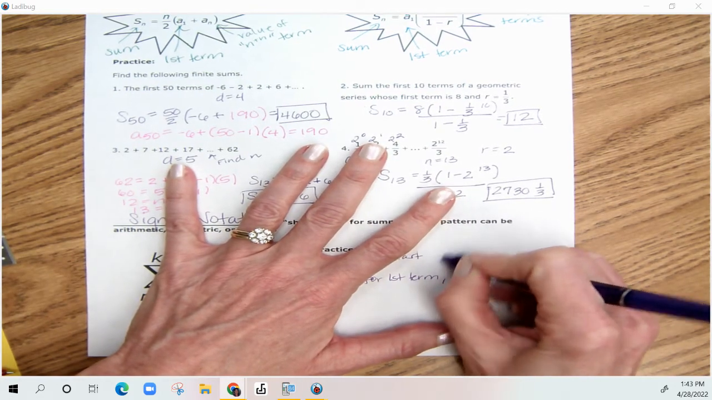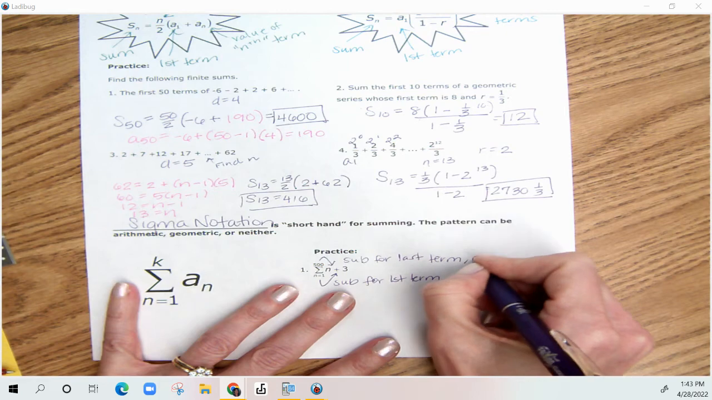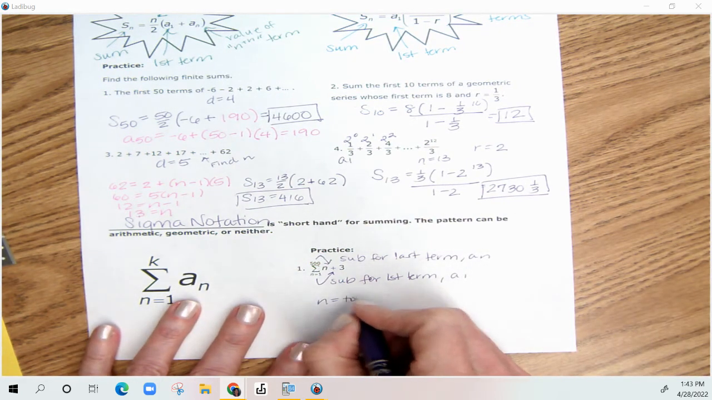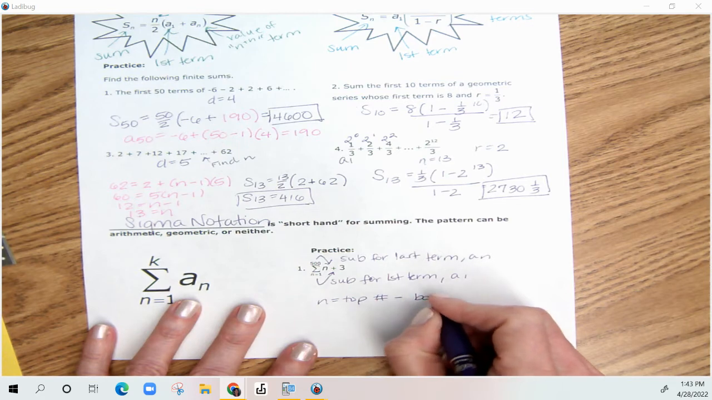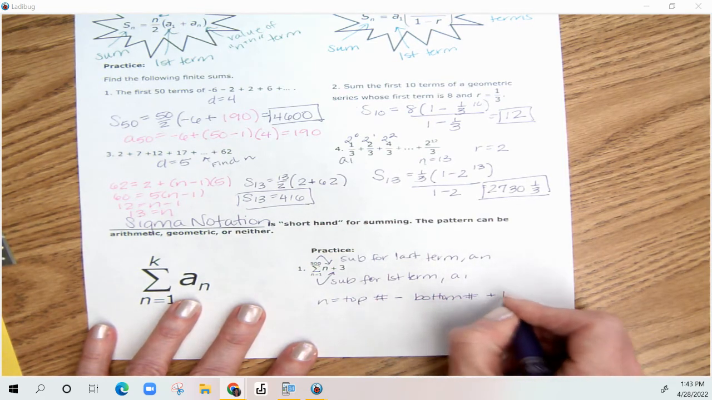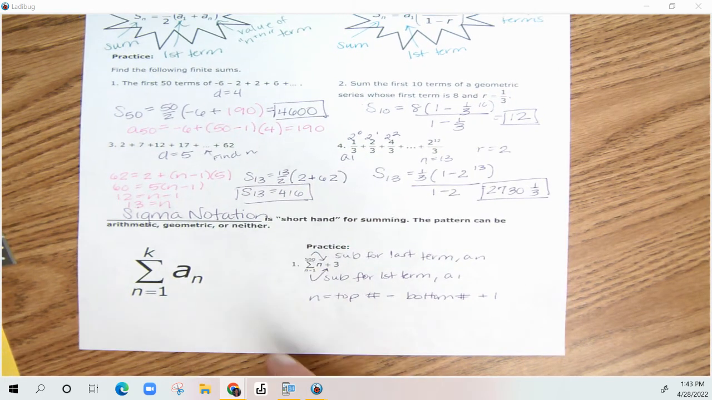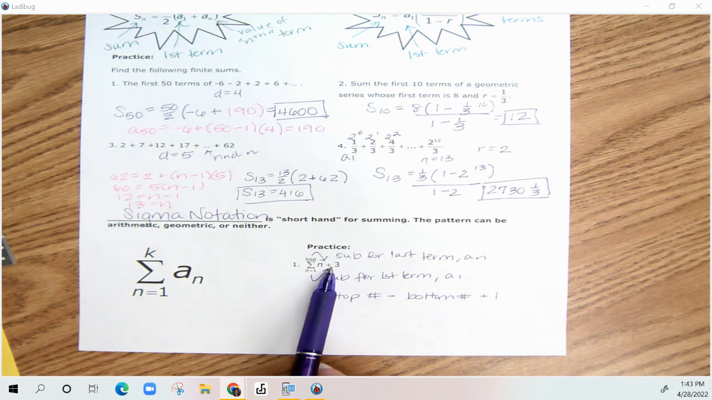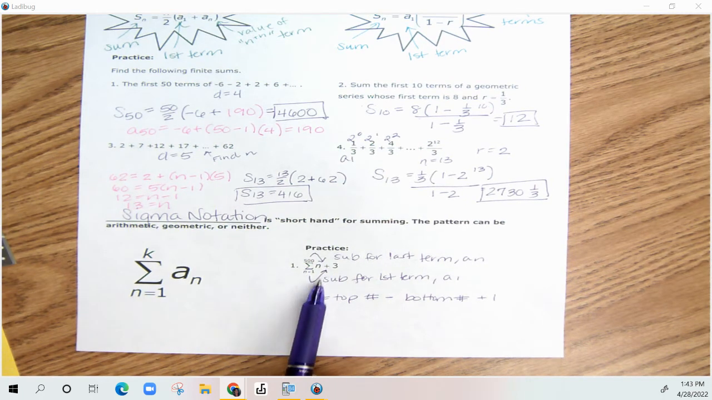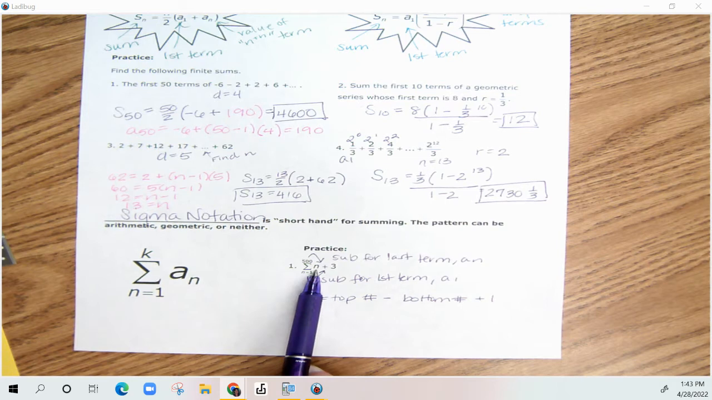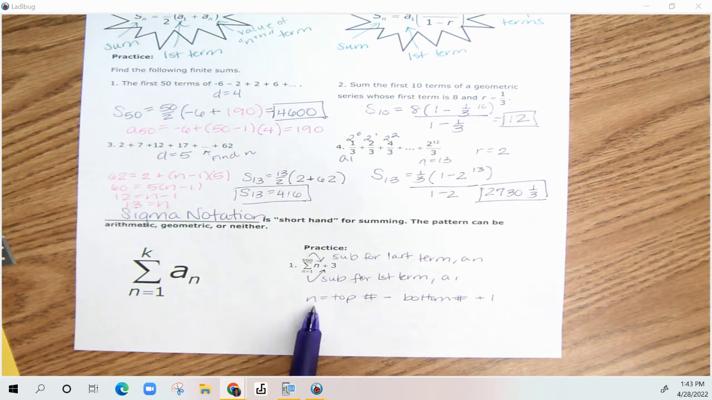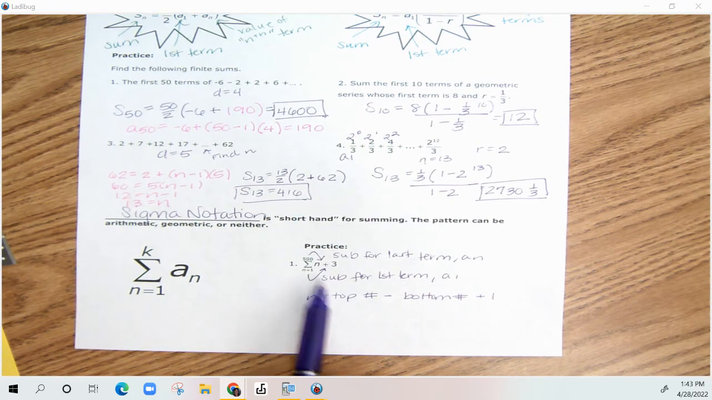And then n is always the top number minus the bottom number plus 1. Now, if the bottom number is 1, then the n value is going to be the top number, but the bottom number is not always 1, so you want a formula for that. Again, I know it's arithmetic because that is linear. For the arithmetic series formula, I need the first term, which I get by plugging 1 in for n. I need a sub n, which I get by plugging in the top number for n, and I need n, which is the top number minus the bottom number plus 1.